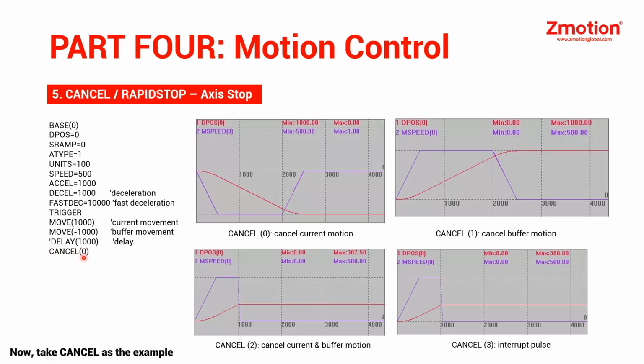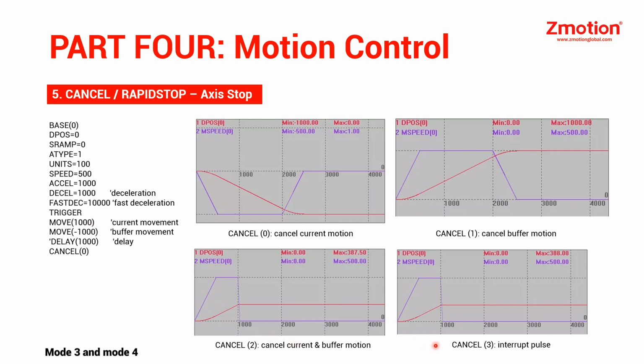Now, take cancel as the example. Let's see the modes. Cancel 0 cancels the current motion. Then only this one buffered motion will be executed. Cancel 1 cancels buffered motion. When move 1000 is executed, it stops. It will not do other motions.